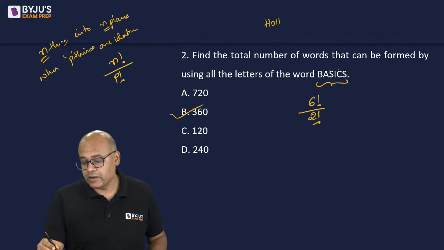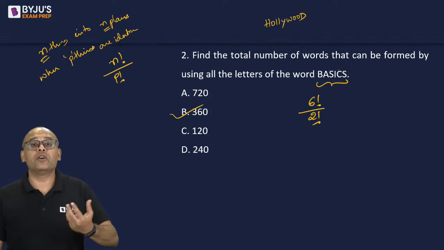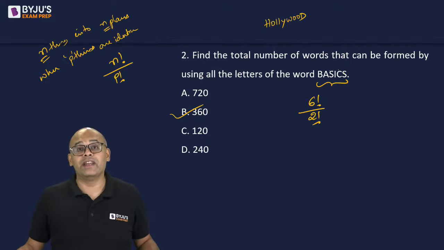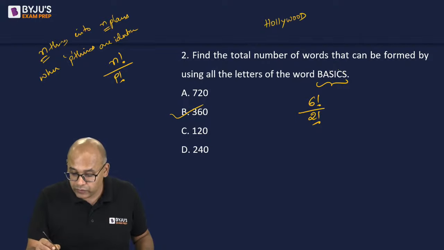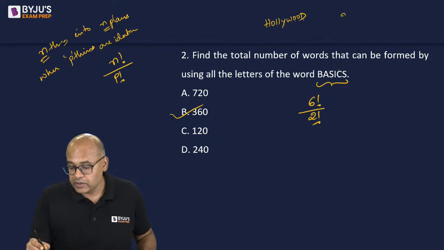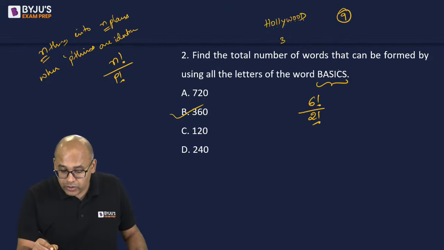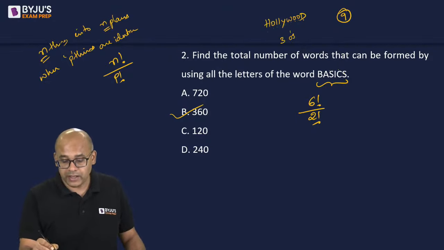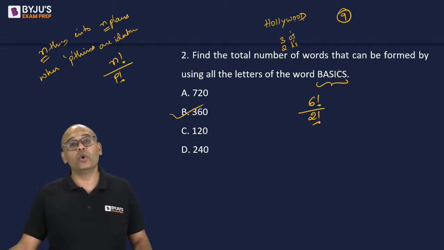Now, what if I give you this: HOLLYWOOD, and I ask you to find out the total number of ways in which you can arrange the word Hollywood. What is the problem here? First of all, how many letters? 1, 2, 3, 4, 5, 6, 7, 8, 9. So 9 letters are there. The problem is 3 O's are repeating, 2 L's are repeating. Anything else? That's it. 3 O's and 2 L's.